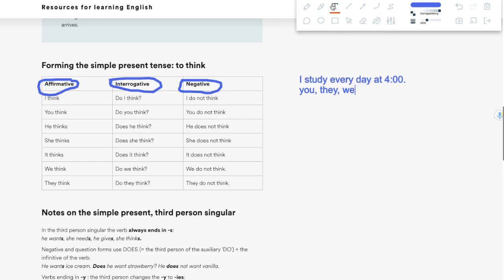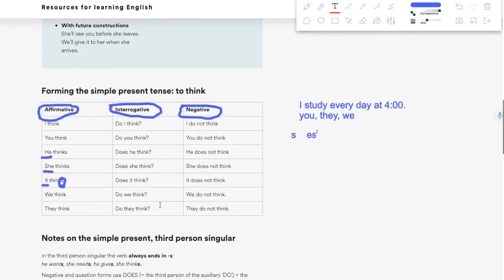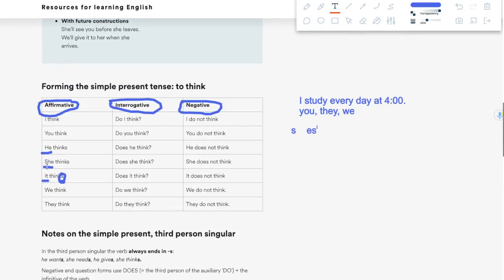But if we pay attention over here, when we use he, she and it, we must add something to the verb. Normally we add s or we add es. Those are the things that we must add to the verb, s or es, depending on the subject and depending on the ending of the verb.